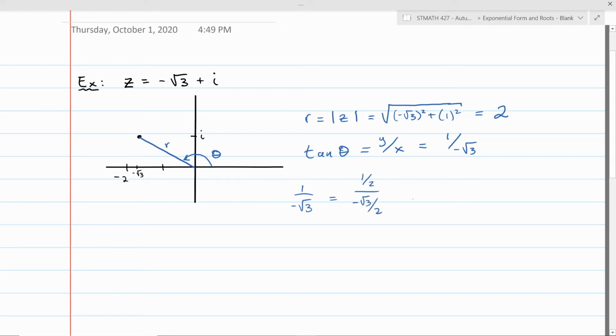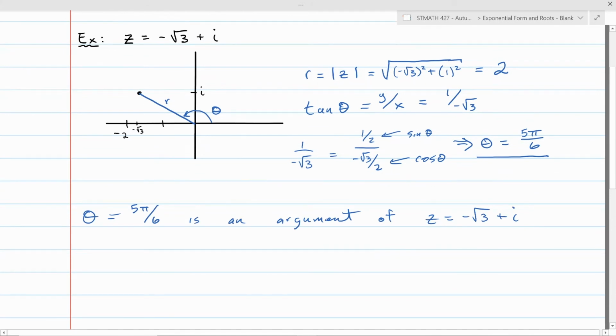And I know tangent is the sine over the cosine. So if I'm thinking this is the sine of theta and this is the cosine of theta, what would theta have to be? Well, since I know the values on the unit circle for sine and cosine, I know sine is 1/2 and cosine is negative square root of 3 over 2, and the angle theta is equal to 5 pi over 6. Theta equals 5 pi over 6 is an argument. But moreover, it's the principal argument, because it's in the right interval. It's in between negative pi and positive pi.